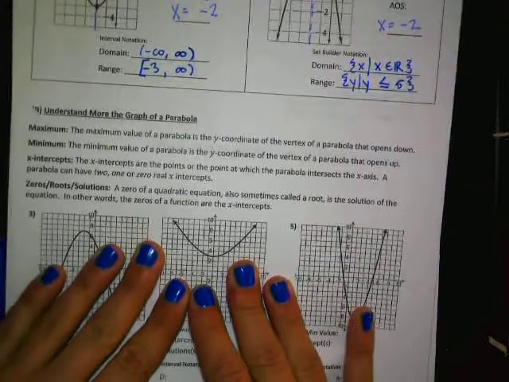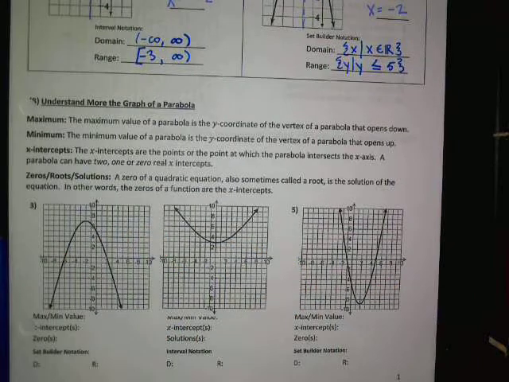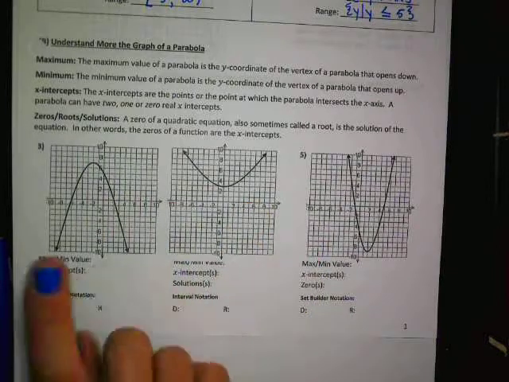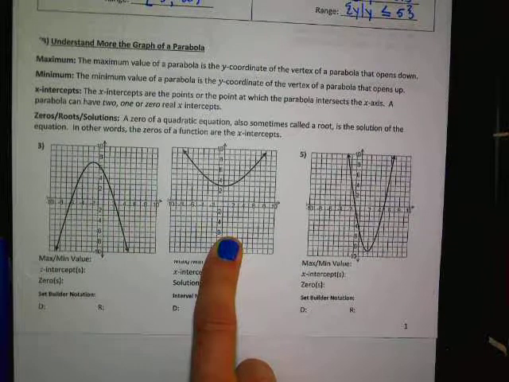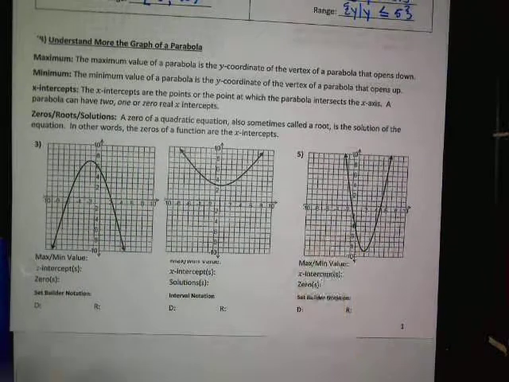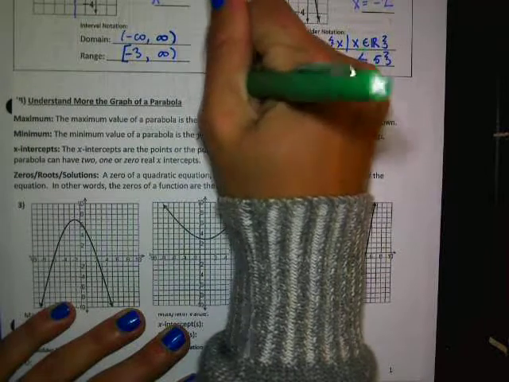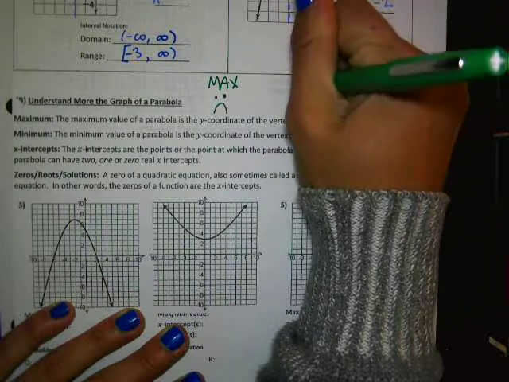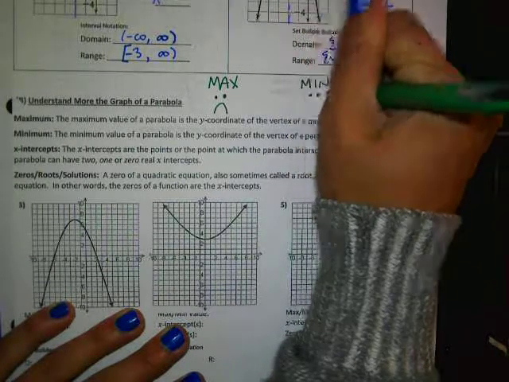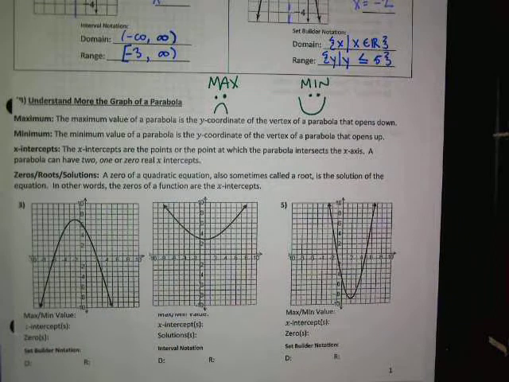All right, drop down to part B. Understanding more of the graphs of a parabola. We also talked about maximums and minimums. So tell me, what would that one have? A max. What would that have? A min. What would that one have? A min. Very good. If you forget, maximums are sad faces. Minimums are happy faces. Max is at the very, very top. Mins are at the very, very bottom.